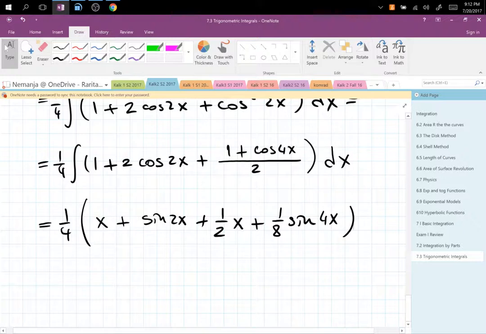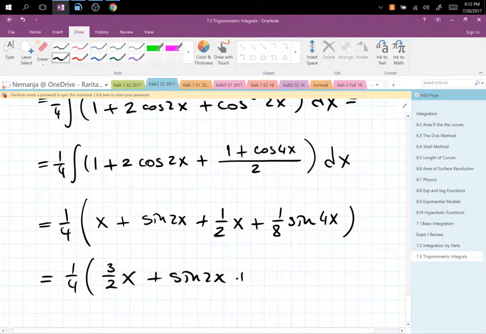We can only combine x and a half x into 3/2 x. Plus sine 2x plus 1/8 sine 4x plus c. We should have plus c on the upper line as well.